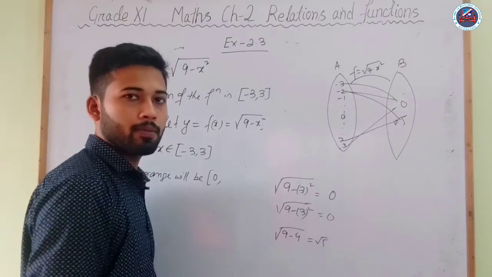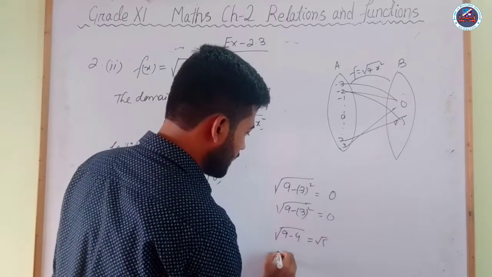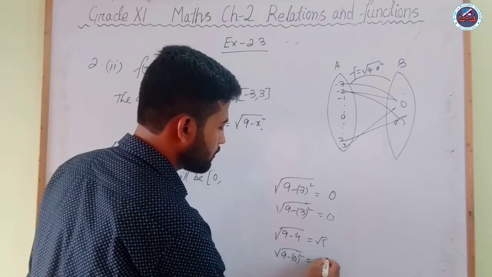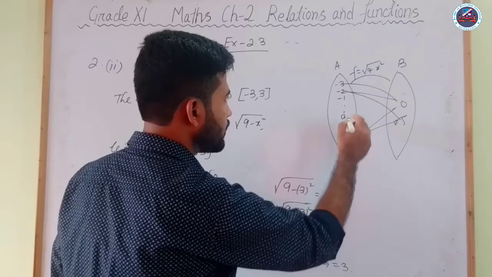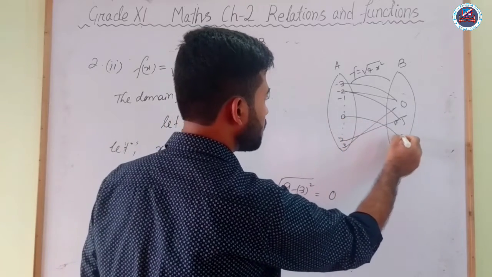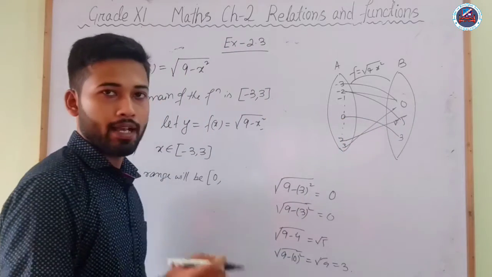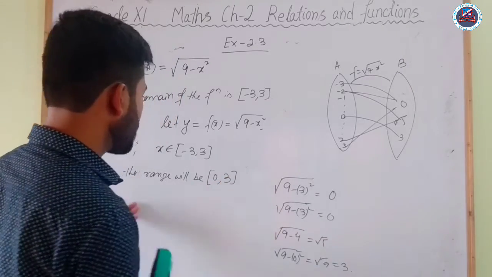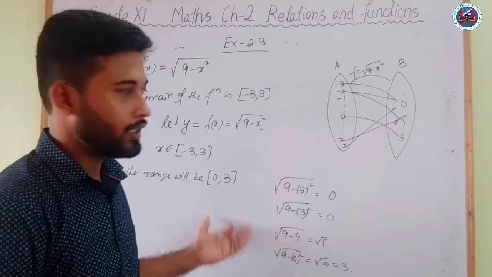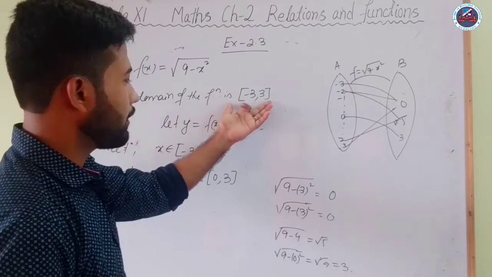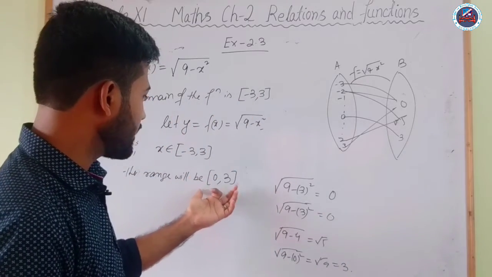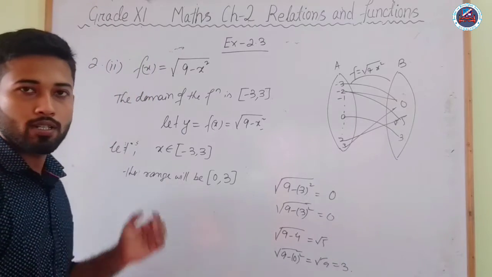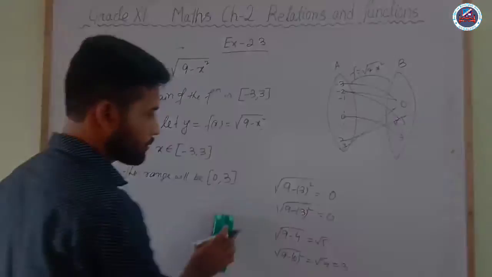Similarly, the maximum number it can have is if we put root over 9 minus 0 square. So it will be root 9 and that will be equal to 3. So this 0 will be the only number that will be mapped to 3, and 3 will be the maximum value of the range. So our range will be 0 to 3. Fine. Since we have the domain, we can easily find the range from it. This is your question number 2, Roman 2, a very important one.